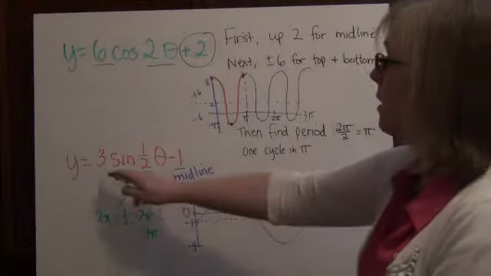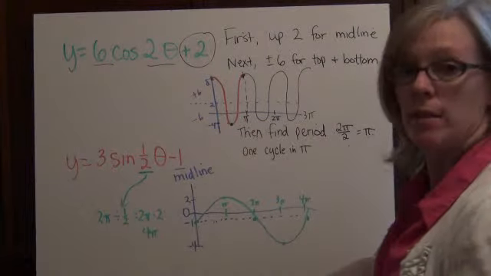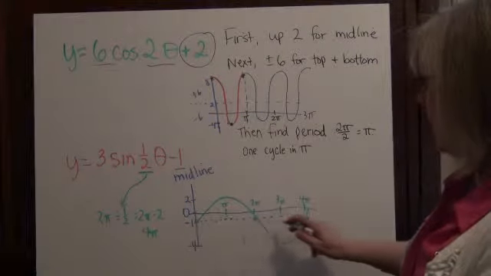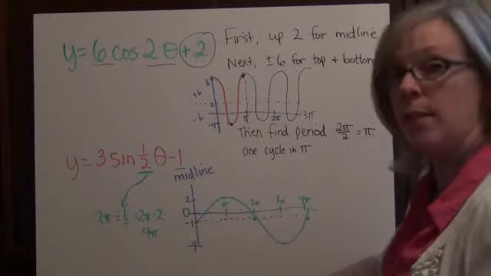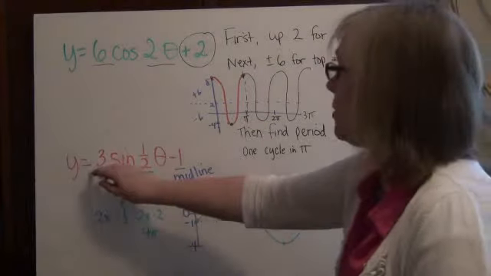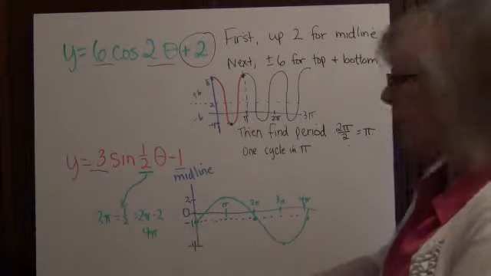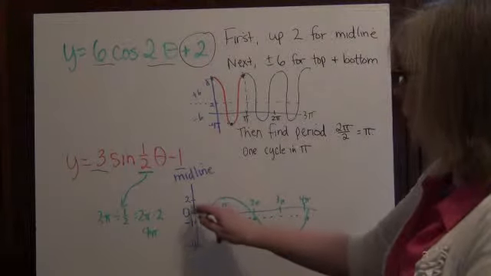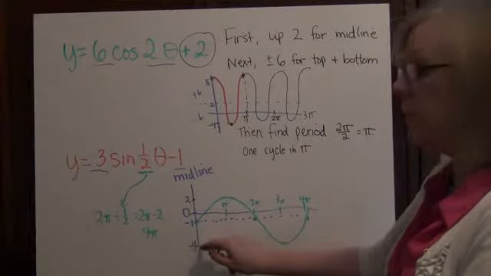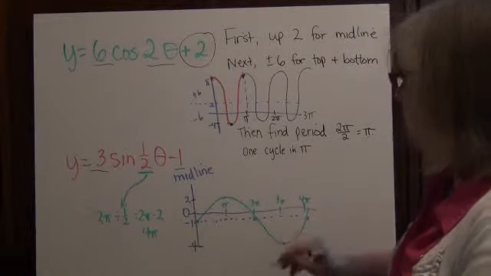Second equation. 3 sine 1/2 theta minus 1. First thing I always look at is I look for that midline. So I drew a dotted line at negative 1 to show me that that's going to be my center line instead of 0. Then I notice it says 3. So instead of going up 1 and down 1 from my midline, I'm going to go up 3. 1, 2, 3, up to 2. And down 3, 1, 2, 3, down to negative 4. Okay, so now I have my high point and my low point.